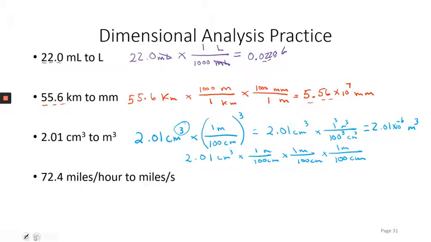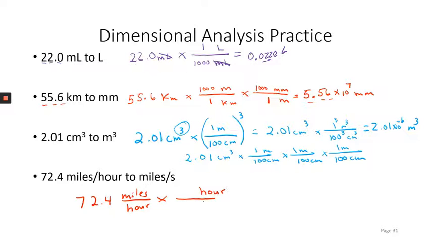Okay, our last example. I have 72.4 miles per hour. And we want to change it to miles per second. So the unit on the bottom is the one we want to get rid of. So we have to write it on the opposite position of where it is. So it's on the bottom. So I want it to go away. So I have to now write it on the top.